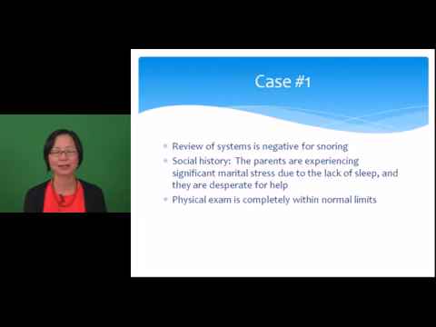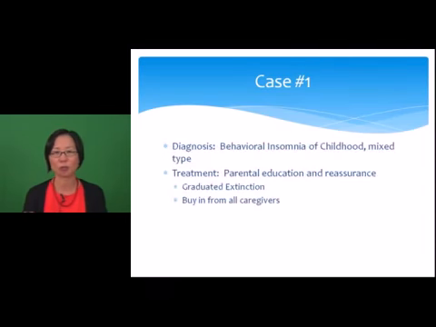The review of systems is negative for any snoring. The social history is pretty significant. The parents are experiencing a lot of marital stress, and they say that they're really desperate for help, which is why the mother wants some sort of a sleeping pill for the child. The physical examination is completely normal. So clearly this is a child who has behavioral insomnia of childhood of mixed type, right? She's gotten used to falling asleep in the mother's arms, and then she's used to having somebody come back in and put her to sleep, and she really rules the roost. There are really no bedtime rules for her.